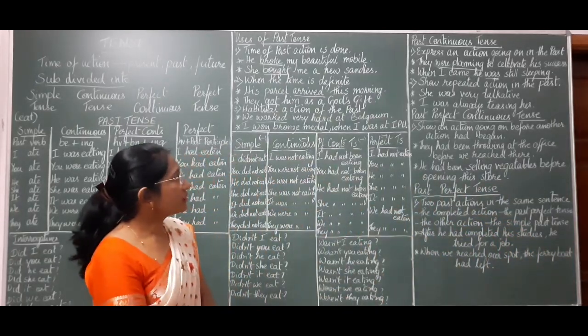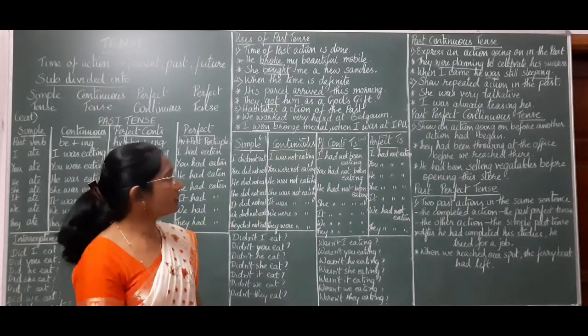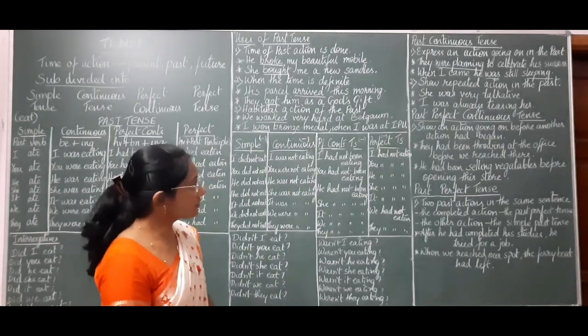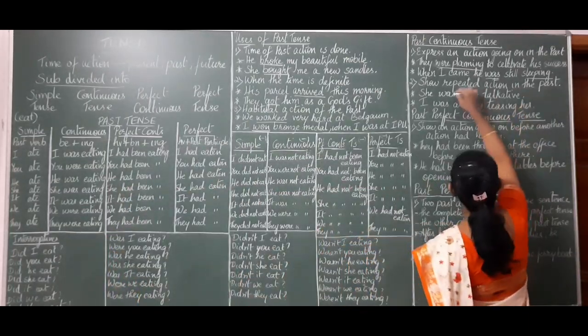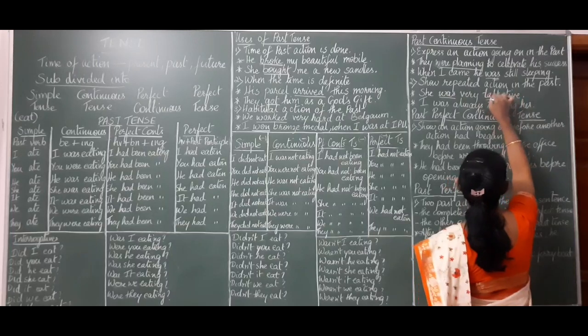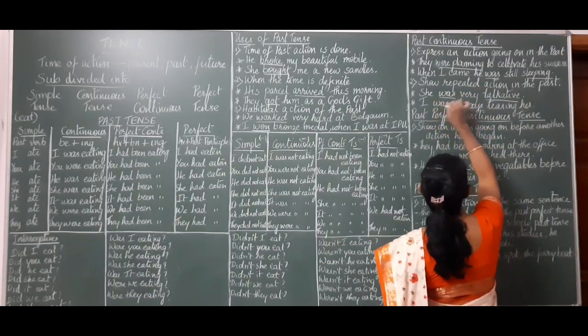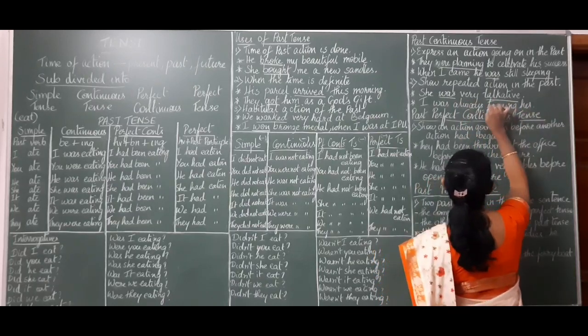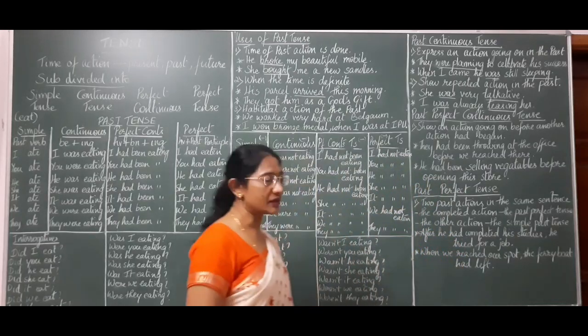So we also use past continuous tense to show a repeated action in the past. She was very talkative. So was talkative. Okay, past continuous tense. I was always teasing. Was teasing tells about the past continuous tense.